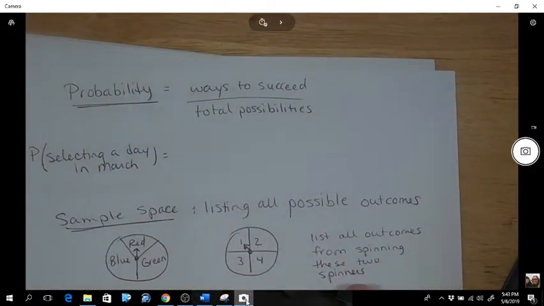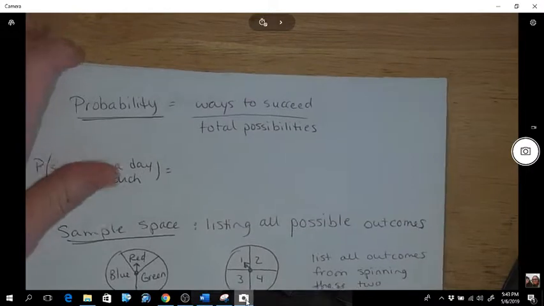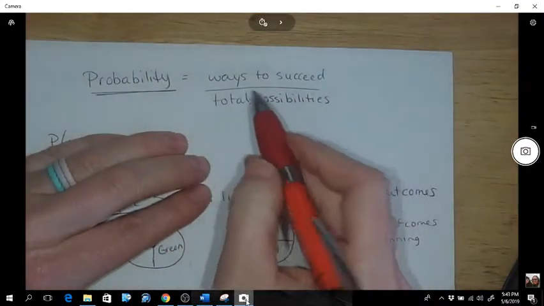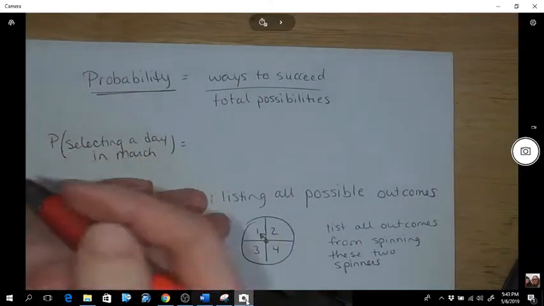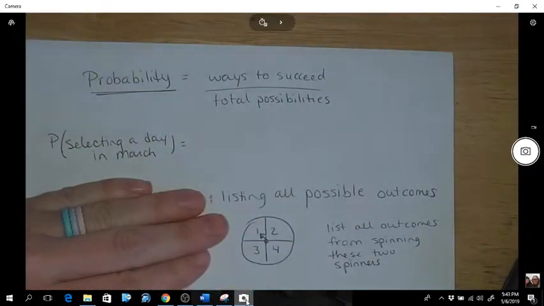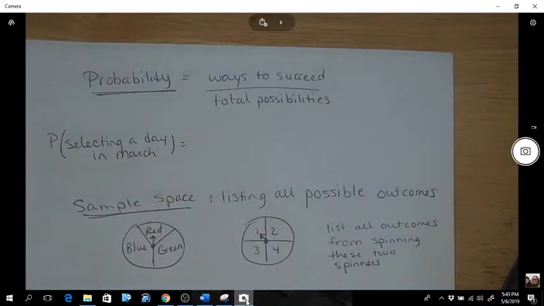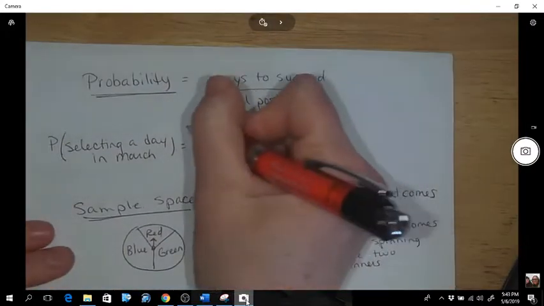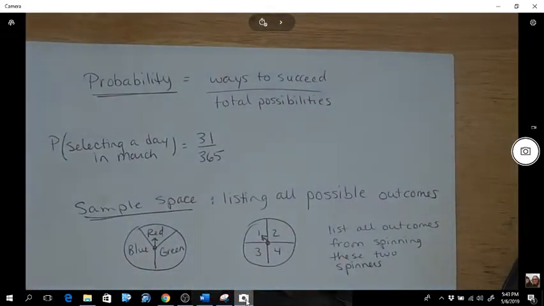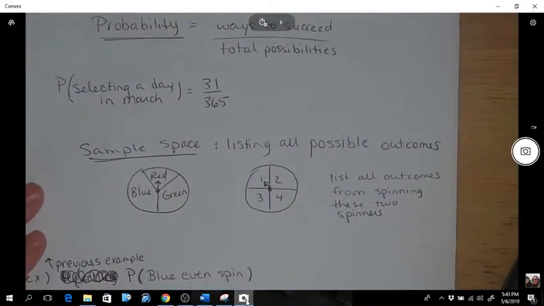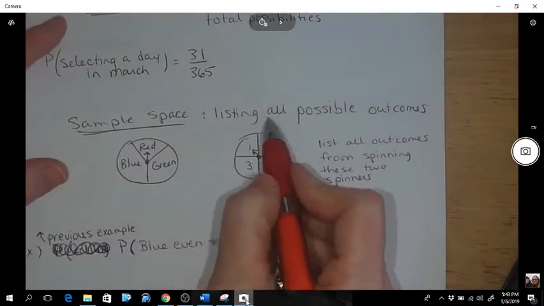Okay, I'm going to talk about probability, some of the basics. Probability, the formula would be the ways to succeed out of the total possibilities. So, for instance, what's the probability of selecting a day in March? Ways to succeed, March would have 31 days out of your total possible days to pick. A sample space would be listing all possible outcomes.